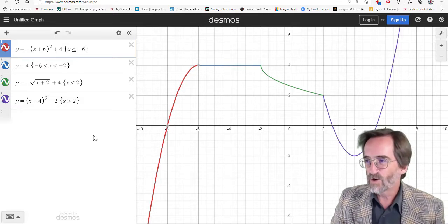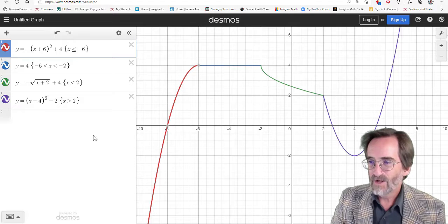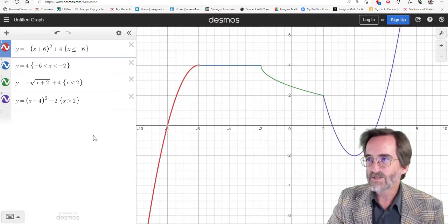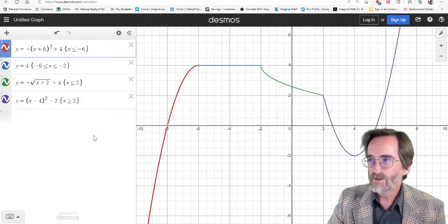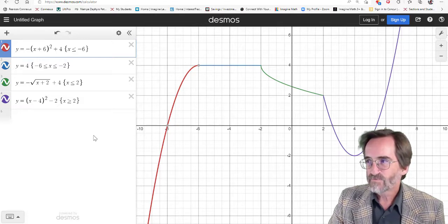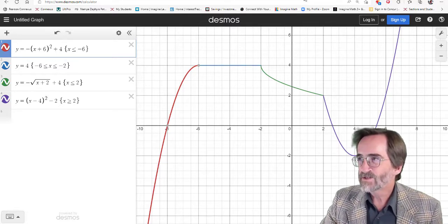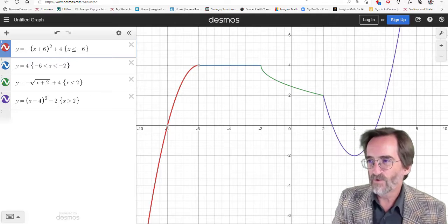So if this were a roller coaster or a car driving app, and I'm driving from left to right, I would hit the red section first, going up, up, up, and then I would reach the top, and then I would go flat. So it's increasing in the red section. It's constant in the blue. And then in the green, it's decreasing. And then in the purple, it's decreasing until it reaches the point at 4, -2, and then it is increasing. Okay, so let's analyze this function for those things.